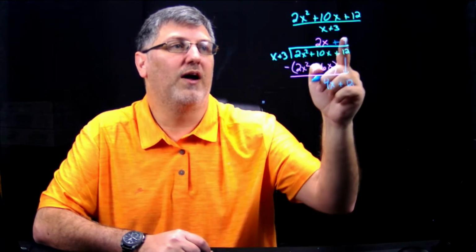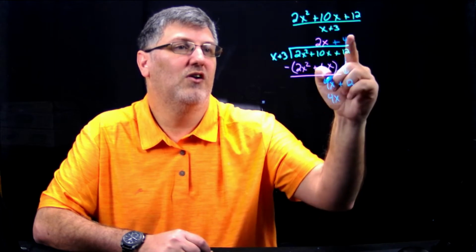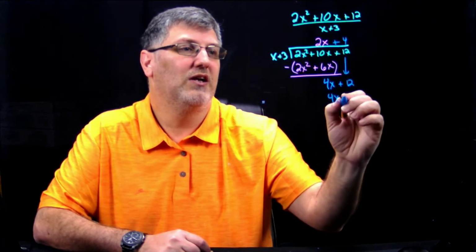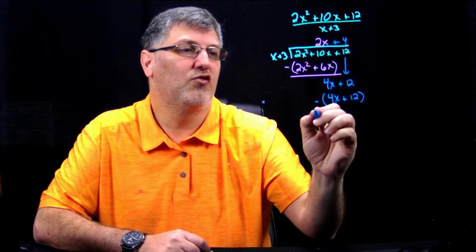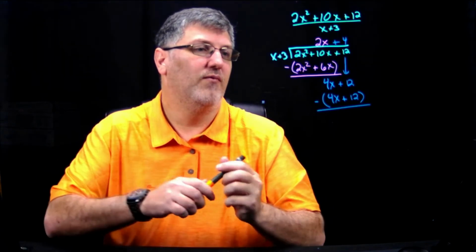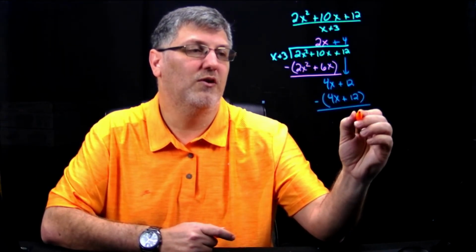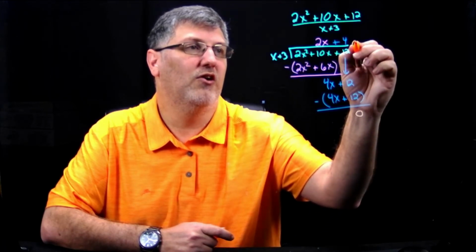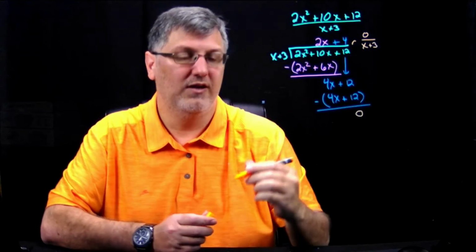And I'm going to multiply. 4 times x gives me 4x. 4 times 3 gives me a positive 12. I'm going to subtract. And then from here, 4x minus 4x is 0, and 12 minus 12 is 0. So I have a remainder of 0 over x plus 3.